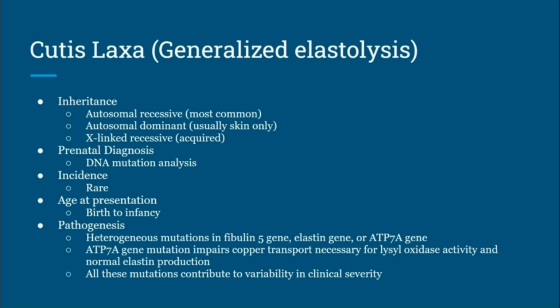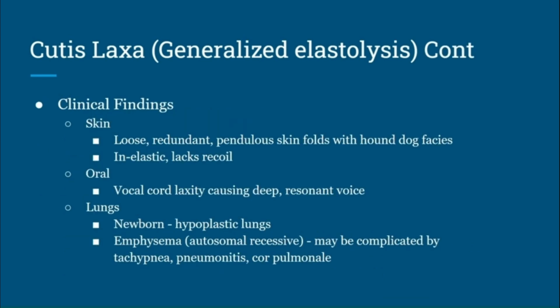The pathogenesis usually involves heterogeneous mutations in fibrillin 1, or fibulin 5, excuse me, the elastin gene or ATP7A gene. If you have a mutation in the ATP7A gene, that impairs copper transport necessary for lysyl oxidase activity, and therefore can inhibit normal elastin production. But the clinical severity is dependent on the mutations, and they all contribute in different ways.